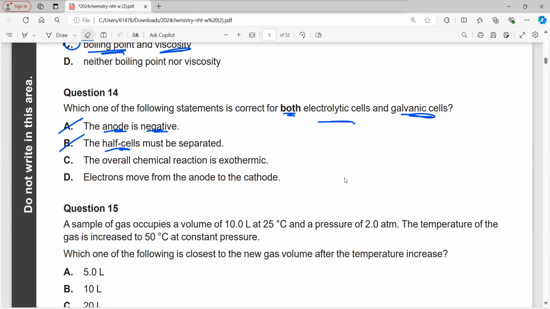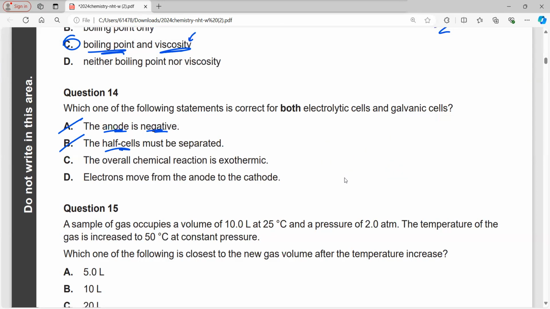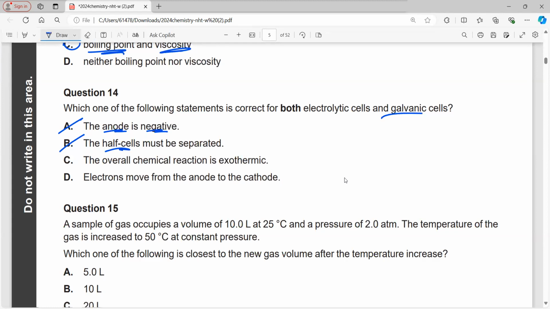The overall chemical reaction is exothermic. Yeah, so not really. In this one, because we're converting C to E, this could be considered exothermic. However, in electrolytic cells, converting E to C, right? Which could be considered endothermic, so it would not be right.